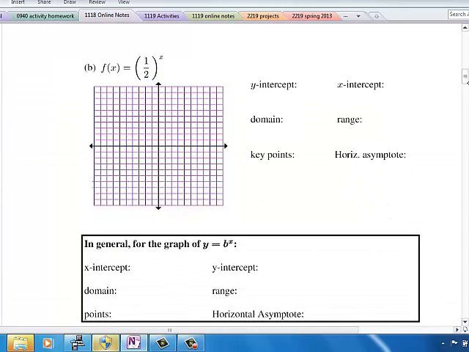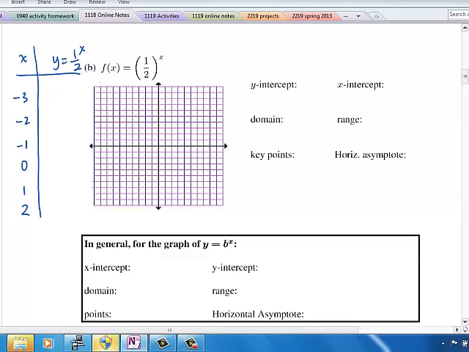The next one, f of x equals 1/2 to the x. Let's do the same thing. Let's look at making a chart of x and y values. But we'll abandon this process soon. This time y is 1/2 to the x. So we've got, let's do negative 3, negative 2, negative 1, 0, 1, and 2 again.